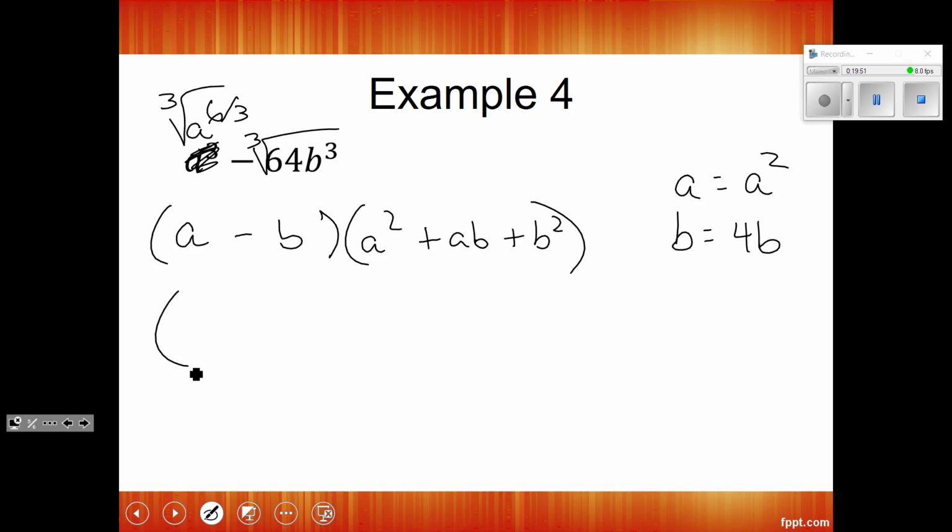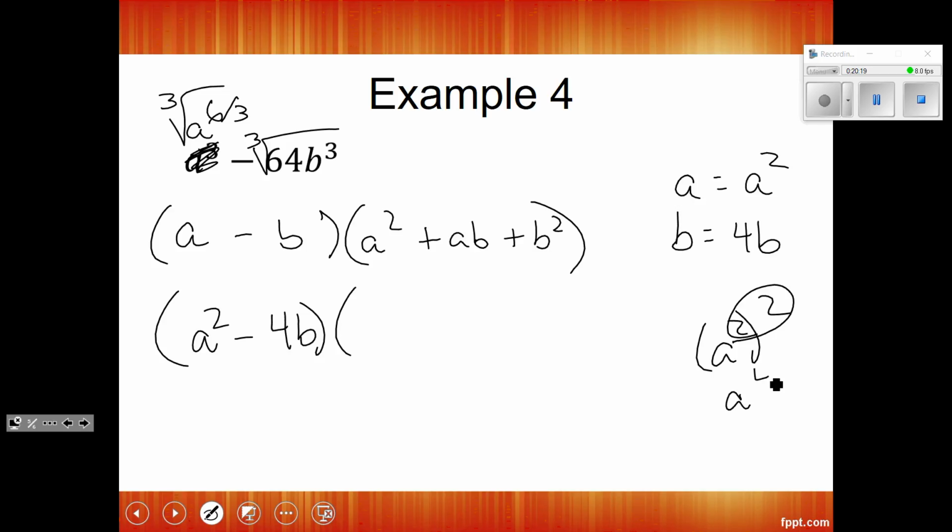So what will I have? A squared minus 4b times. Very good. Any questions on how to take a squared and square it? Are we adding the exponents or are we multiplying them? When I multiply, I add the exponents, right? But when I raise a power to a power, what do I do here? You multiply them. And so that would be a to the fourth. Okay? So that would be a to the fourth.